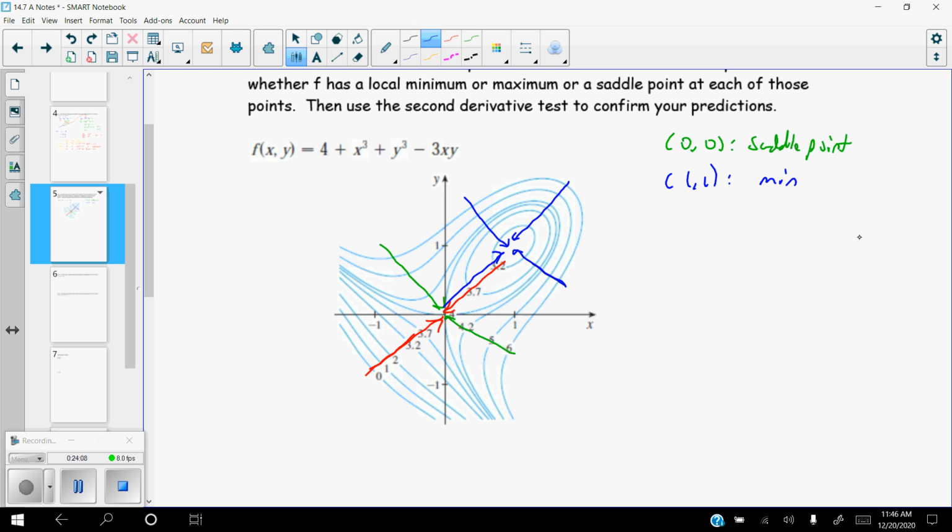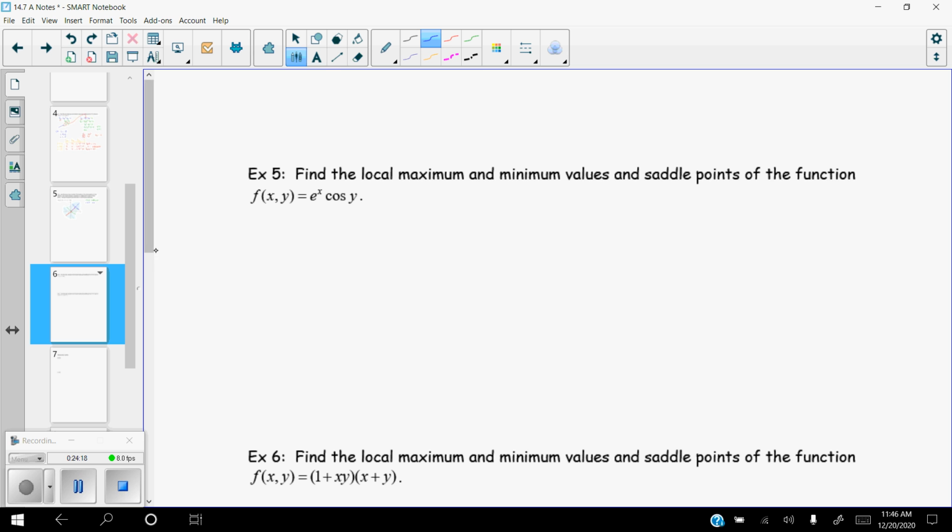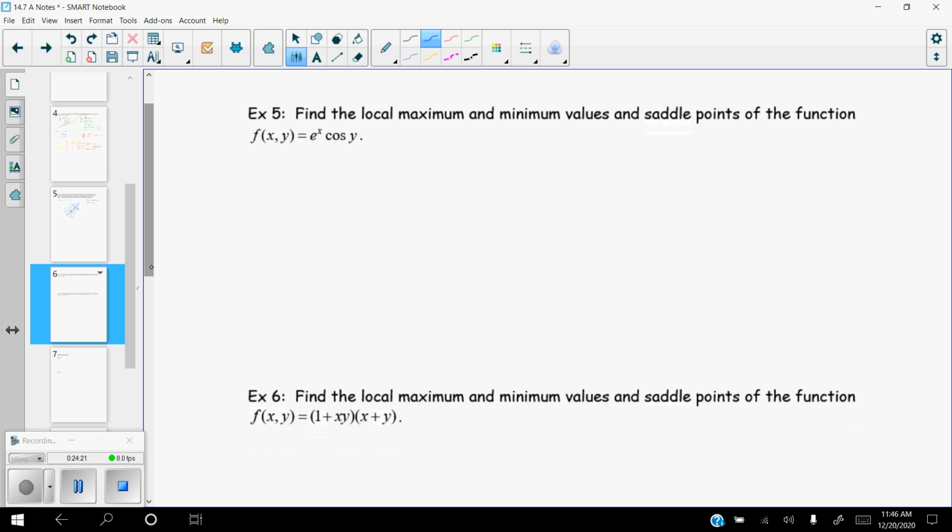All right, got one more page here. This is going to be a slightly longer video, just because I want to make sure I get through this one before I go into the absolutes. So find the local maximum and minimum values and saddle points of the function f of x, y equals e to the x cosine y. All right, so you notice there's not a lot of space here, so that really should tell you something.